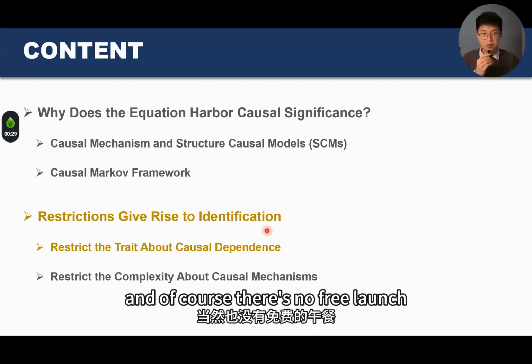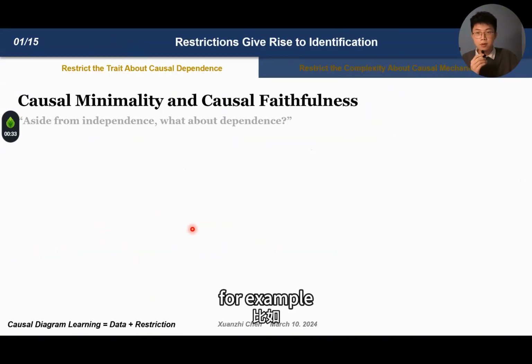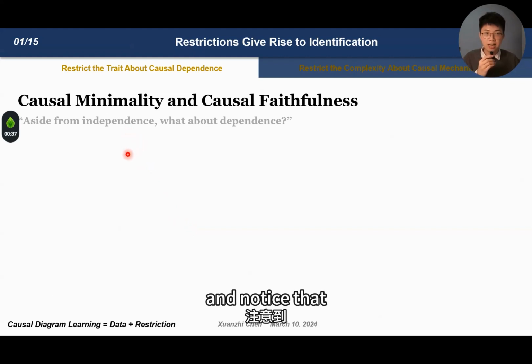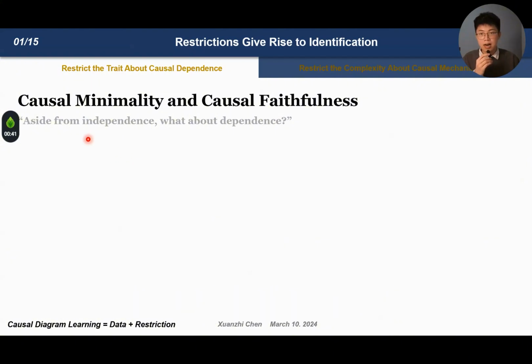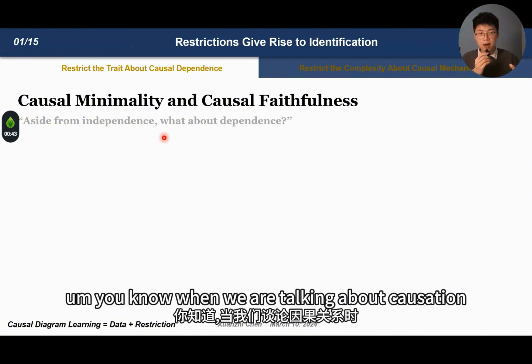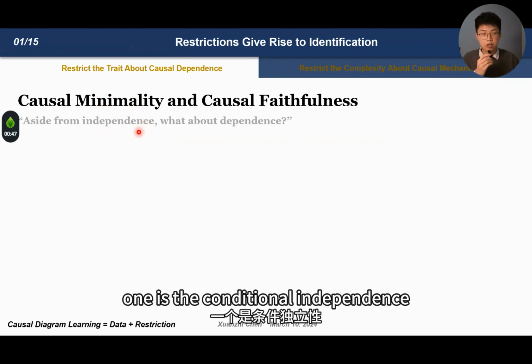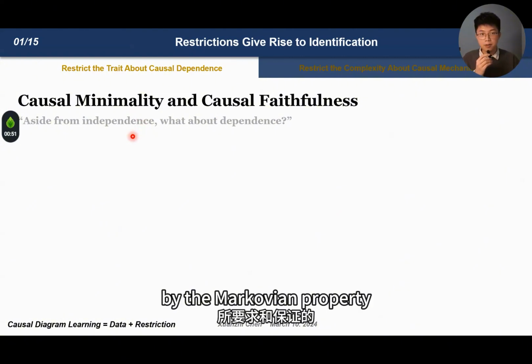And of course, there's no free lunch. So additional restrictions are needed. For example, we have the causal minimality and causal faithfulness. And notice that this quite follows the context of the Markov property. When we are talking about causation, we have two aspects. One is the conditional independence, and this is required and ensured by the Markovian property.